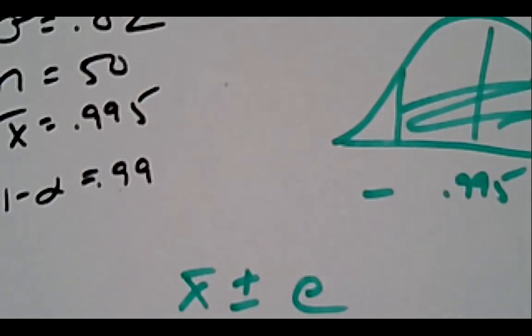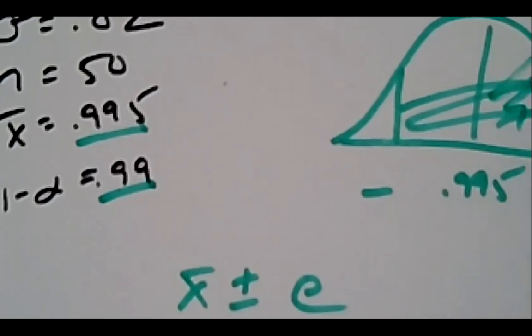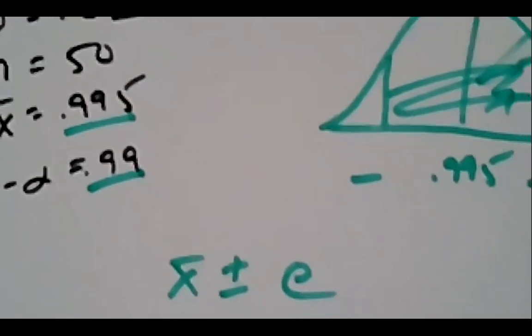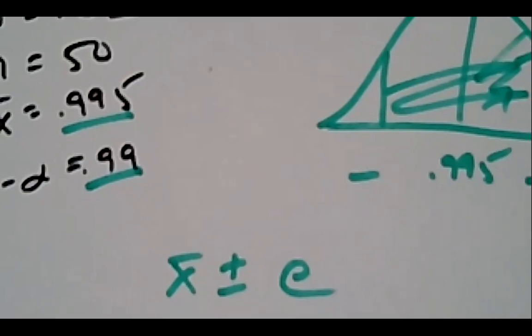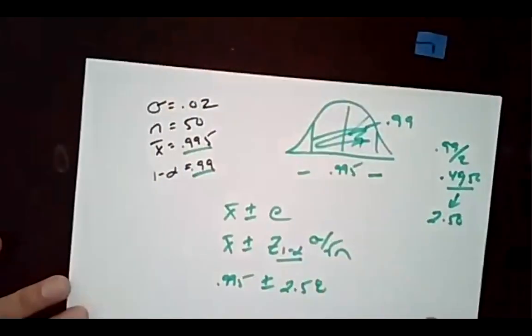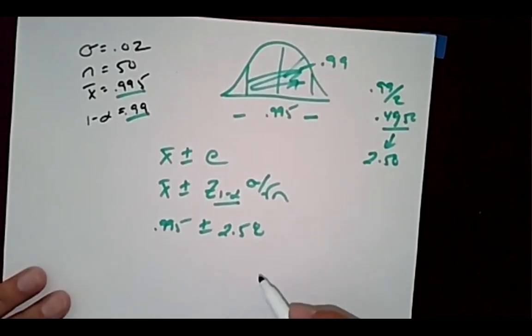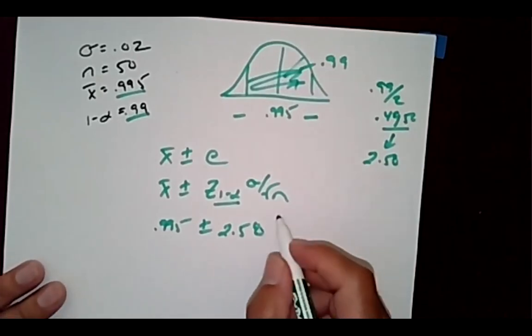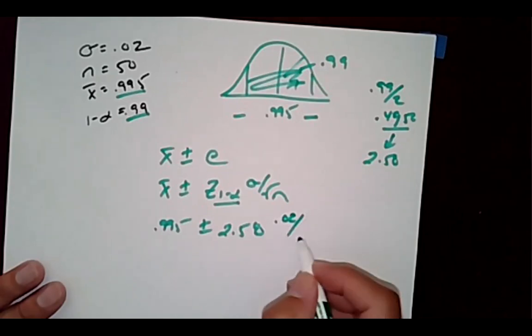X bar is 0.995. Z1 minus alpha is 99%. That's going to be plus or minus 2.58. And again, where did I get that number? I get half of this. So 0.99 divided by 2 is 0.4950. Look it up on my Z table, and that's 2.58. So 2.58 times your standard error, which is going to be sigma 0.02 divided by square root of 50.